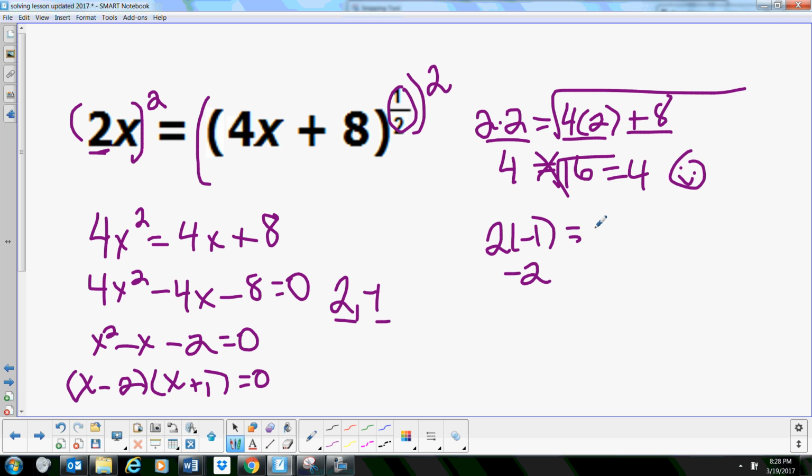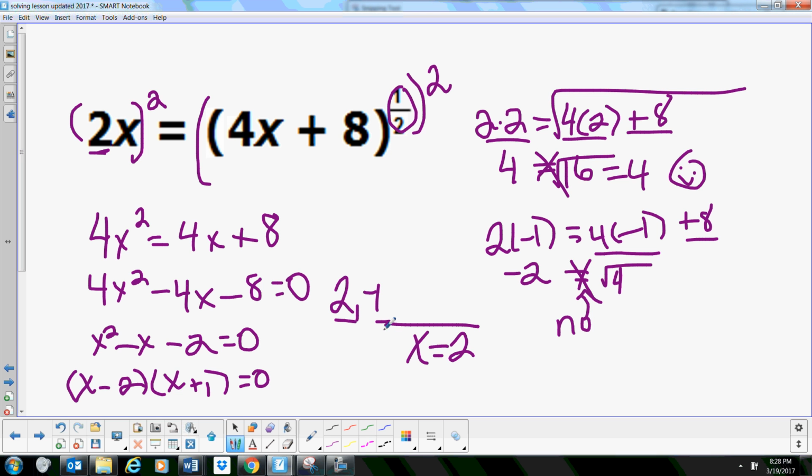Let's try the negative 1. Sorry, I forgot to take that negative square root. Our square root is 16. Now let's plug in this negative. So we have negative 4 plus 8, which is the square root of 4. Is the square root of 4 negative 2? No. So this one has one solution, and that solution is x is equal to 2.